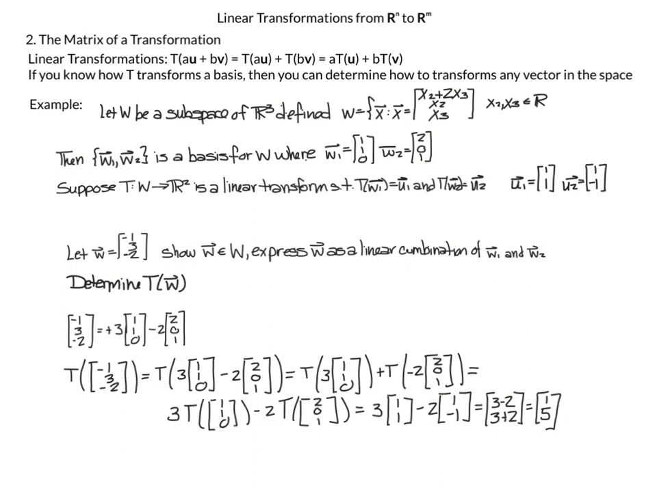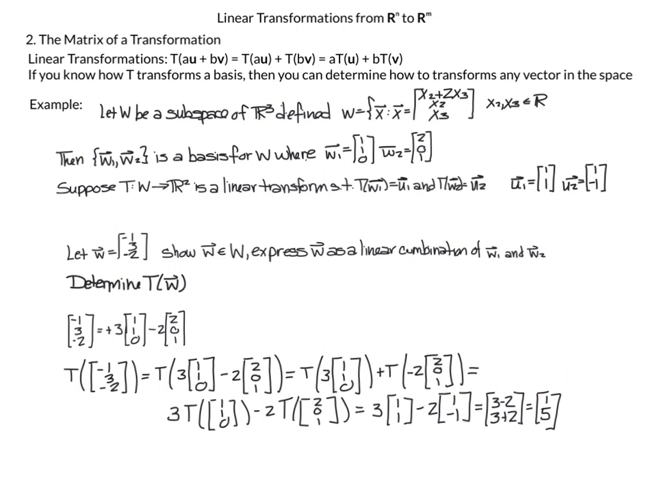Now I know these. These are my basis vectors, and we had that information of what T does to our first basis vector, which is equal to (1, 1), and what T does to our second basis vector, which is (1, -1). So now I have 3 times (1, 1) minus 2 times (1, -1), and I finally get (1, 5) as my answer.